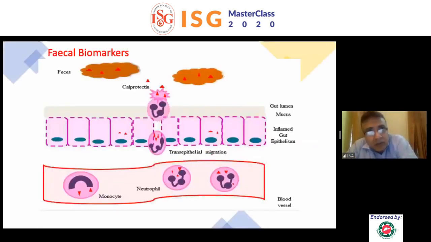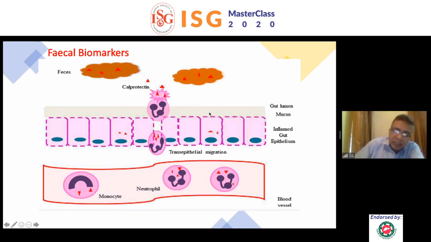Then we have a very good biomarker which has come up, and that is calprotectin. Calprotectin is a cytosolic protein in neutrophils. Whenever there is inflammation, neutrophils migrate through the endothelium and the epithelium, and as a result, neutrophil lysis may occur, leading to release of this cytosolic protein known as calprotectin, which can be measured in the fecal samples. Obviously, this will correlate with the inflammation.